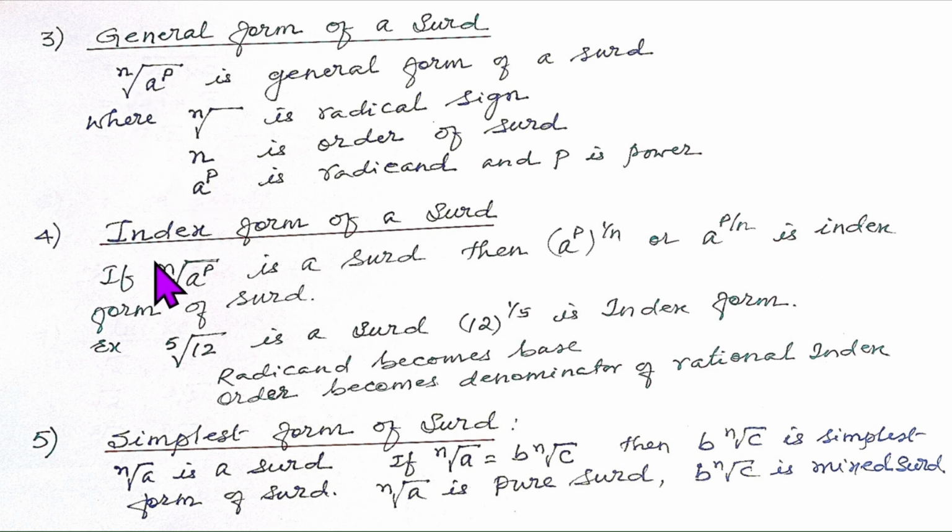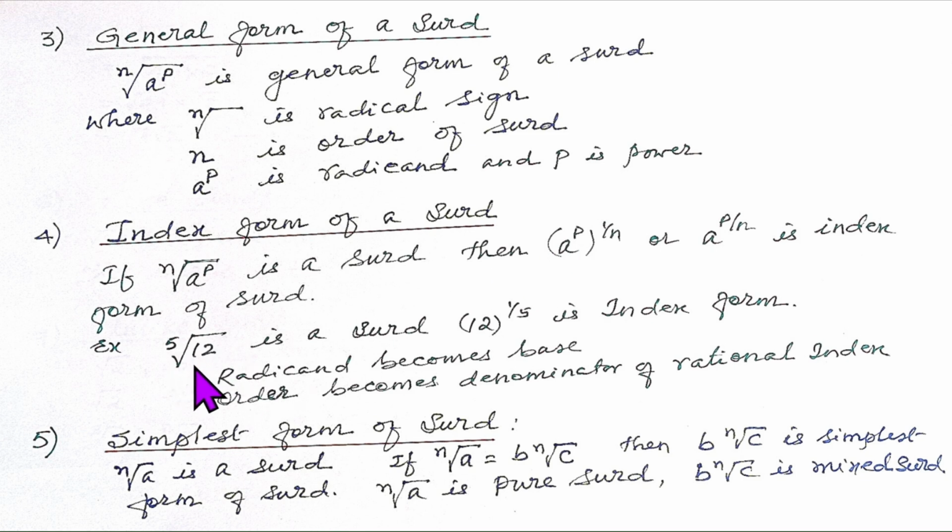The index form of a surd. We can express the nth root of a raised to p in index form as a raised to p, whole raised to 1 by n, or a raised to p by n, is the index form of a surd. Very interestingly, you should remember that n, which is the order here, becomes the denominator of the power, and a raised to p, the radicand, becomes the base of the index form. So like that we can convert the surd into index form.